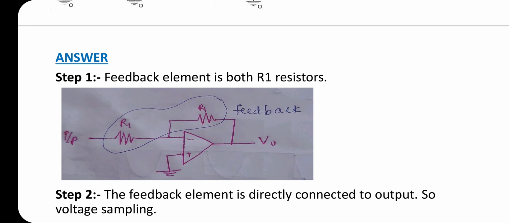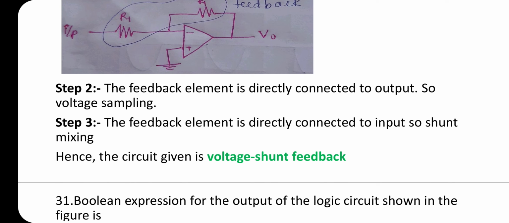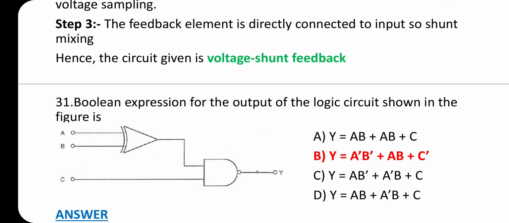Here, the feedback element is both R1 resistors. Step 2: the feedback element is directly connected to the output, so voltage sampling. And step 3: the feedback element is directly connected to the input, so shunt mixing. Hence, the circuit is voltage shunt feedback.